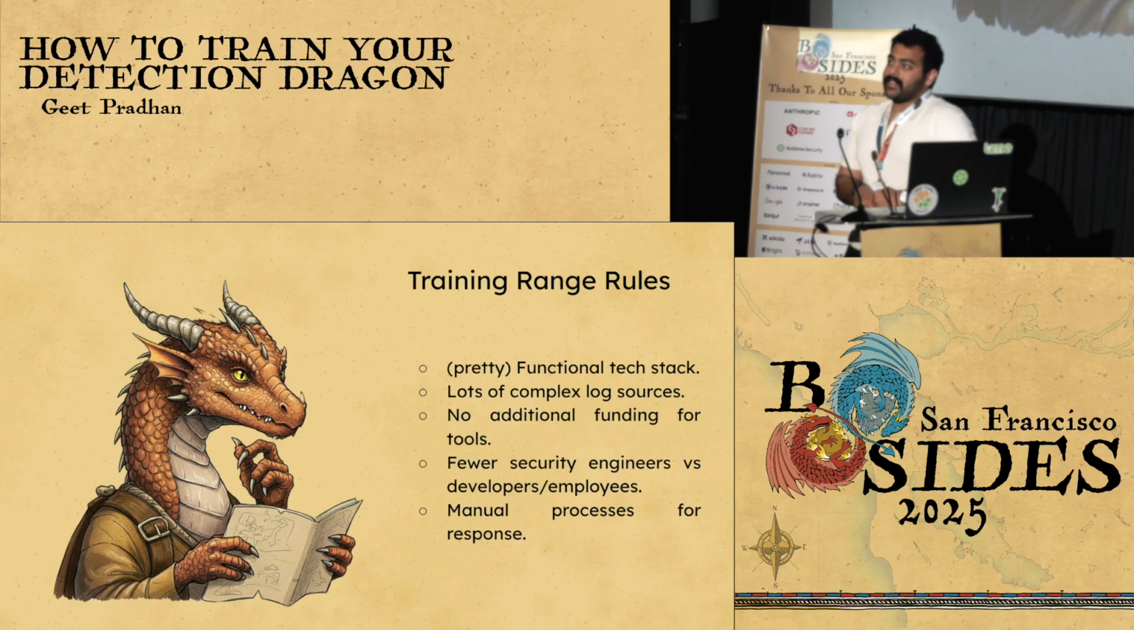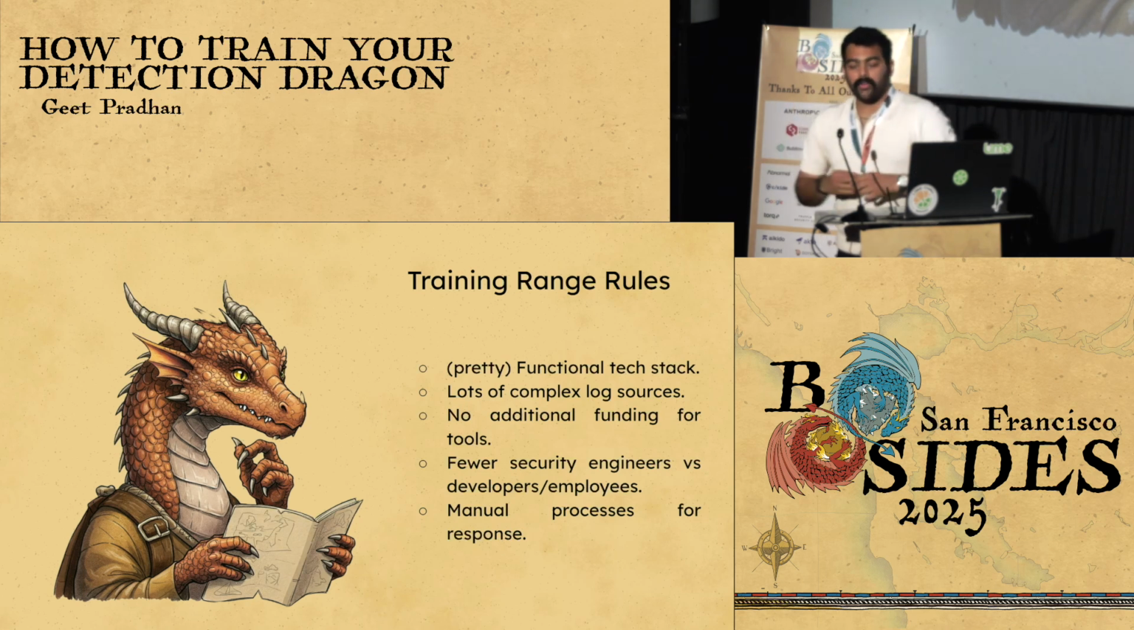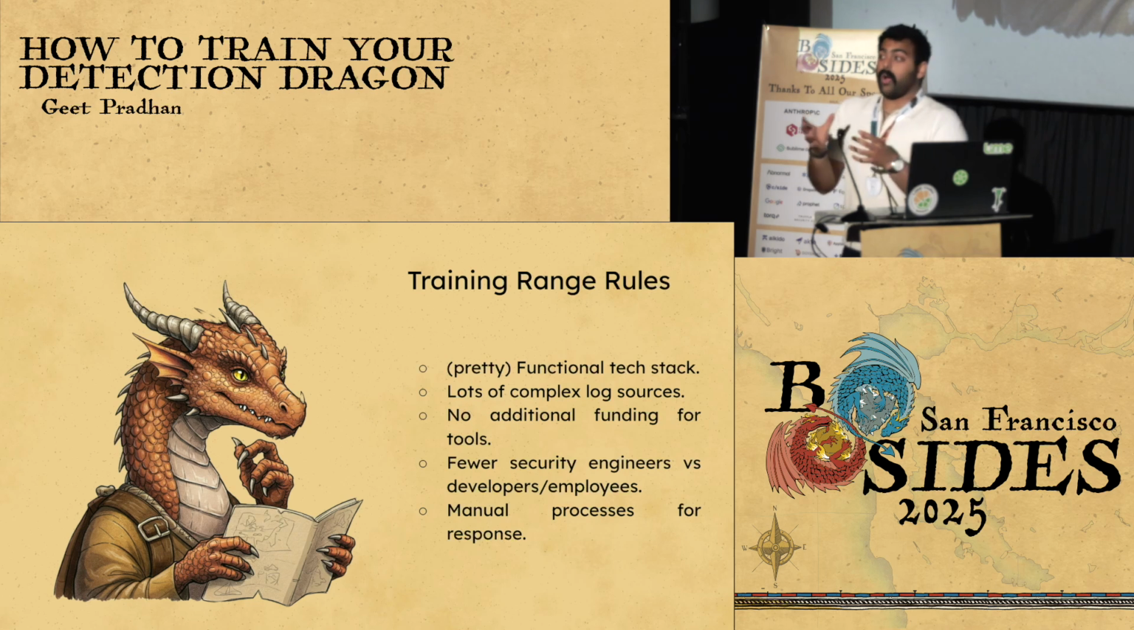Before we get into this, I do want to set some expectations. What does 0 to 1 really mean? In this particular case, we're working with a pretty functional tech stack, so something's already built out. When you're building out the detection pipeline, you're not always the first hire in the company. There's always a tech team, or something has already been built out.